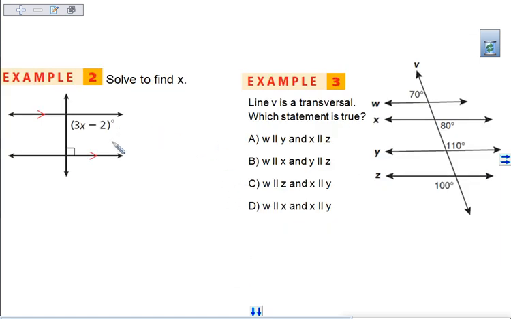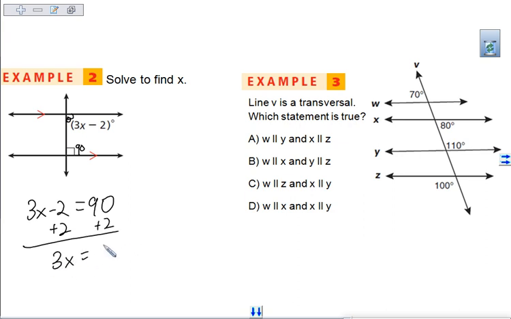So our next example, we have two lines that are parallel. This angle is perpendicular, or it's a right angle. What does that mean that this angle is? It is also a right angle. So 3x minus 2 equals 90. And then add 2 to both sides. So 3x equals 92. Divide by 3. And x equals 92 thirds.